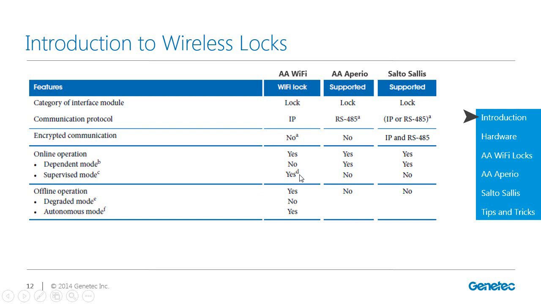Now, the Aperio and the Salus locks both run in dependent mode, and this is where the SMC makes all the access control decisions for it. Now, since these two lock types don't make their own access decisions, they're unable to run when offline. The Wi-Fi lock can run in autonomous mode, as we see here, to make its own access decisions, and it can store up to 2,400 credentials.